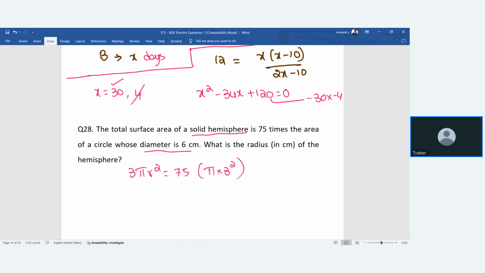Sphere total surface area is 4 pi r square like this. So pi gets cancelled. This is 25. So 25 means 5 square, and R will be equal to 5 into 3, which is 15. Total surface area of a solid hemisphere is 75 times the area of a circle whose diameter is 6 centimeters. So look into this.